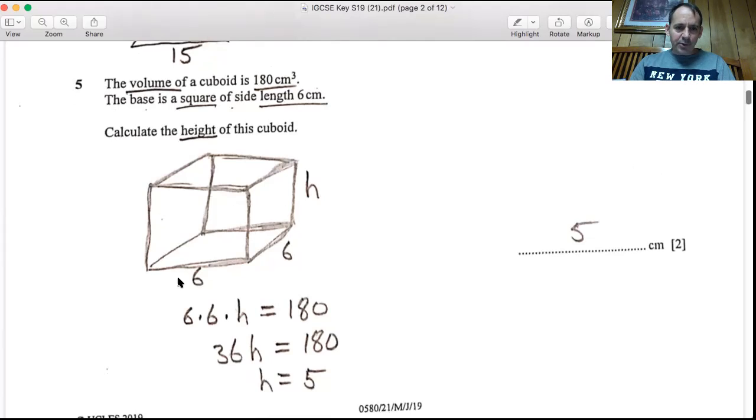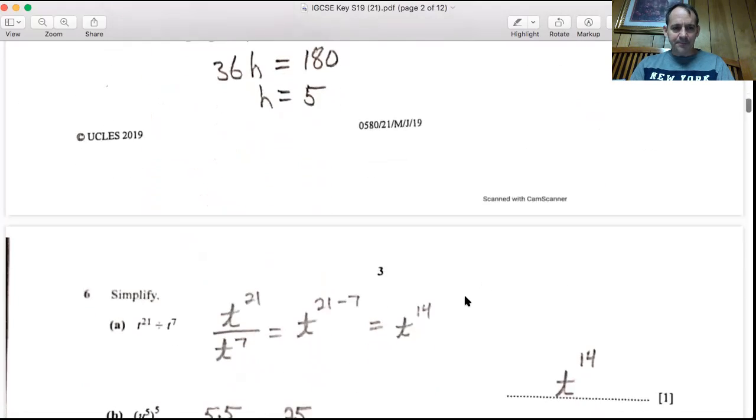And so here's a cuboid, square base, so 6 all the way around, and then an unknown height that we're going to find. Well, your volume is length times width times height. That needs to equal 180. So 6 times 6 is 36. Divide by that, the height is 5. So this shouldn't be too difficult here.